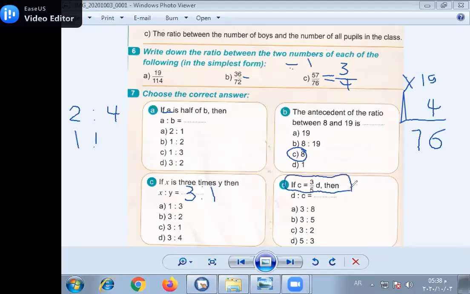Who is the antecedent? Which number is the antecedent? The ratio C to D will be 3 to 5. But he asked us about the ratio D to C, so the answer will be 5 to 3. Okay, yes, now it's correct. It's 5 to 3.